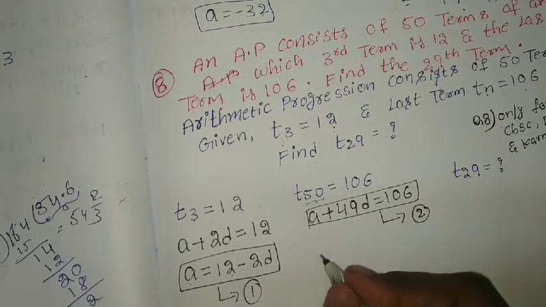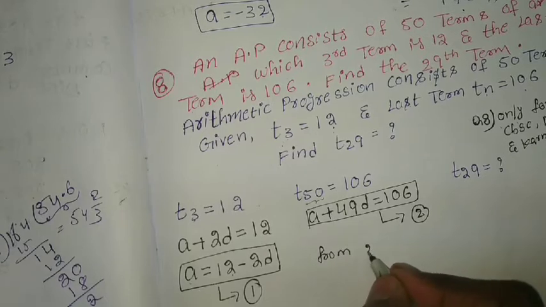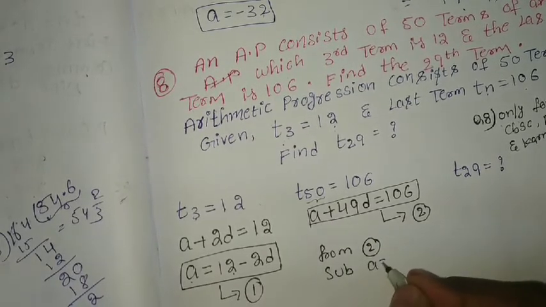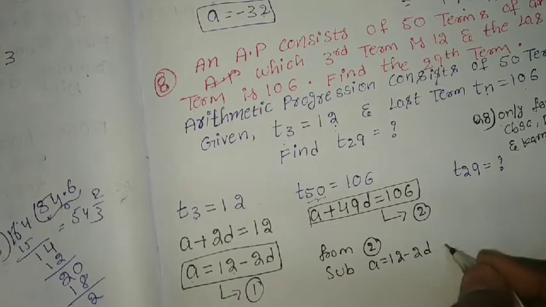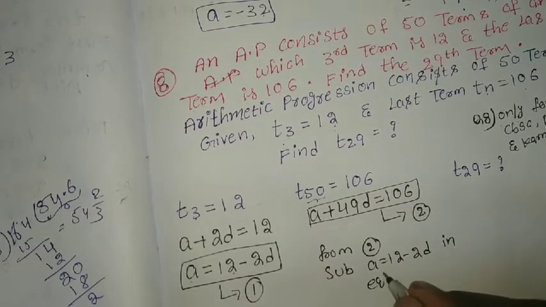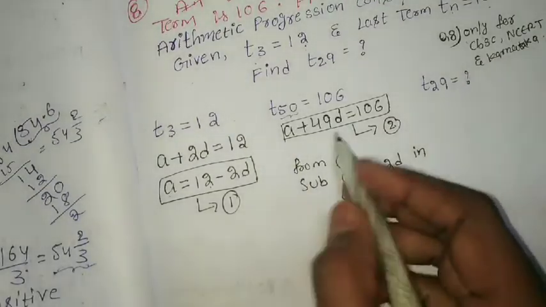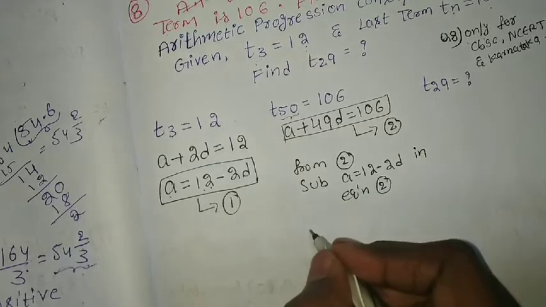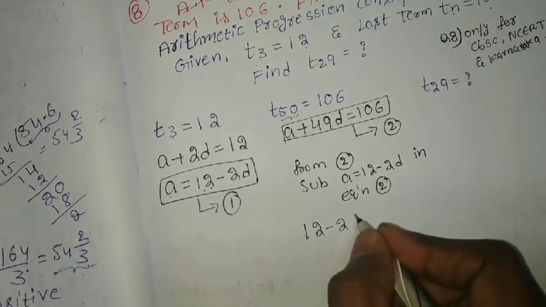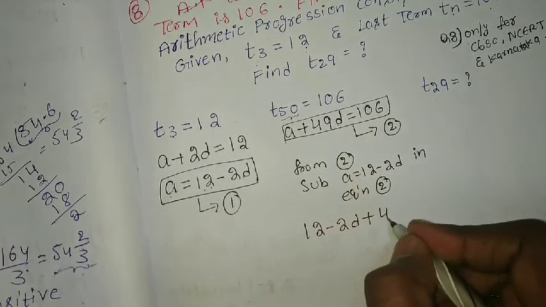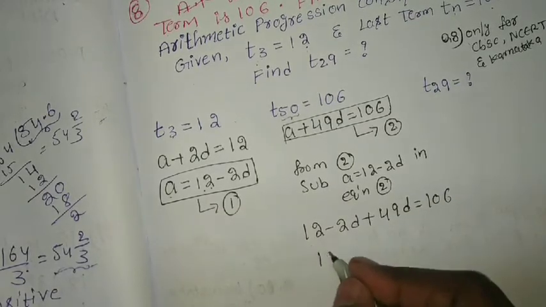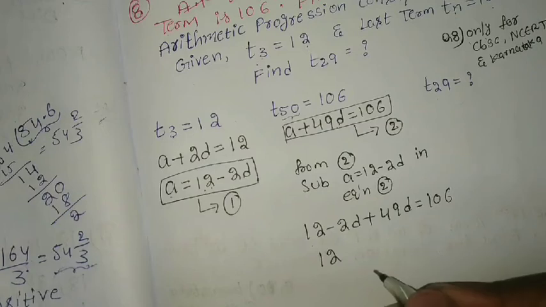So from 2, substitute a is equal to 12 minus 2d in equation 2. Okay, so do it first. From 2, what is the 2? A plus 49d. What is a here? 12 minus 2d. So 12 minus 2d plus 49d is equal to 106.